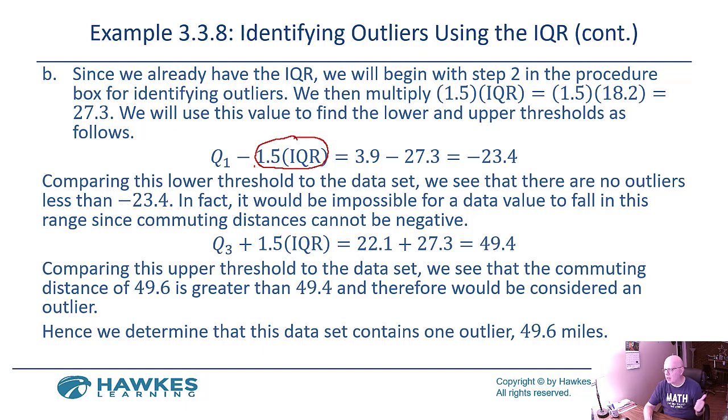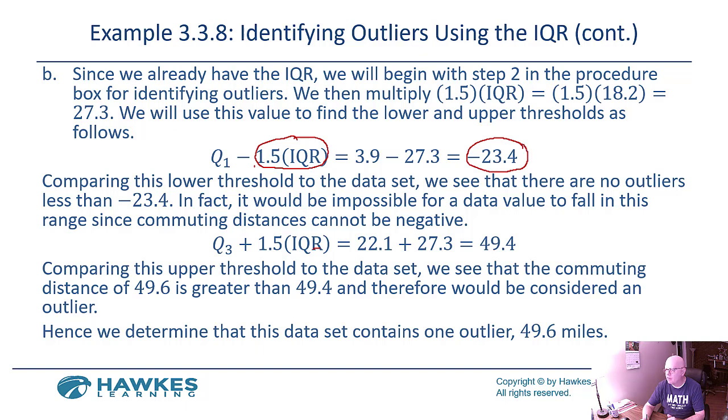So we're talking about items on the left. Are they this far away or farther? And then take Q3 and add that value. See if you've got any data items that are beyond that. Now on the first one, this is a left-hand limit for outliers.